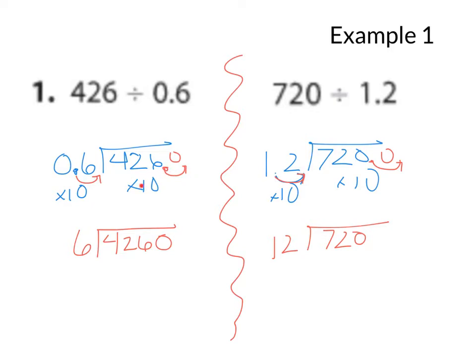426 times 10 is 4,260. I did the same over here, except I need to add that. 720 becomes 7,200. So now we need to do our problems, and now we're into a regular division. That was the only thing that we do when we divide by a decimal. We just move the decimal out, and we move it on the other side exactly the same amount of times. And now we're at this regular division problem that we all know how to do and we've had lessons on. So now we can do this.